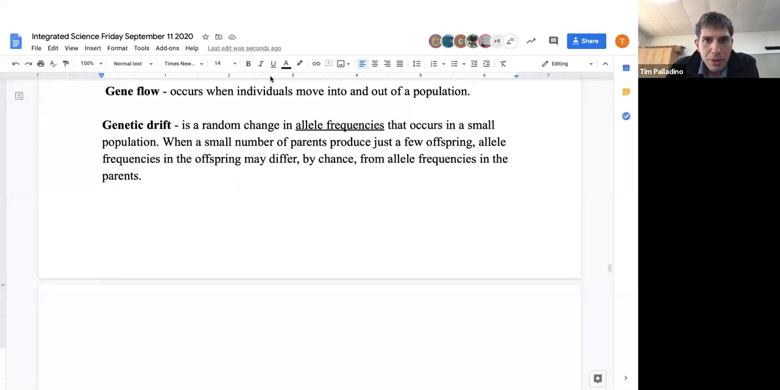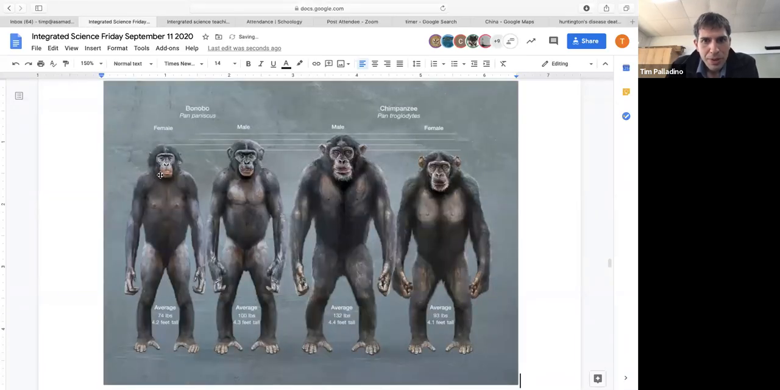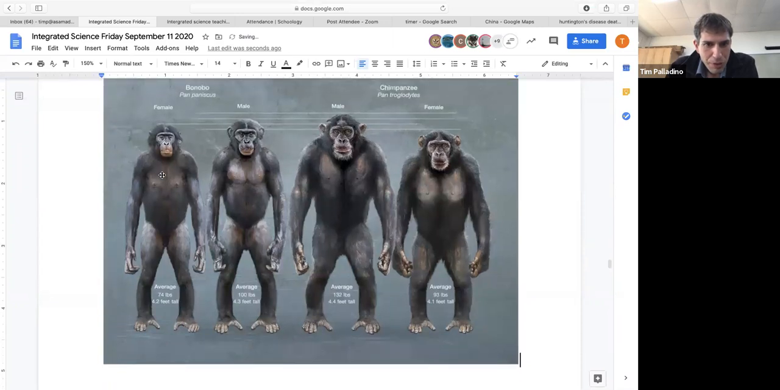Actually, I'm going to show you this first. There are two different species of chimpanzee. There's actually a few more, what we call subspecies.